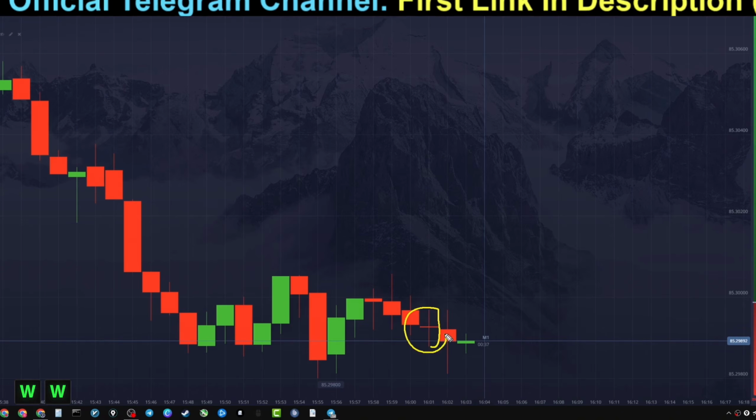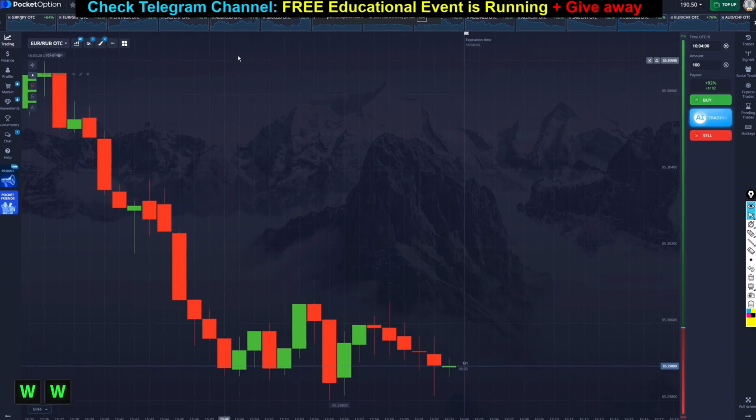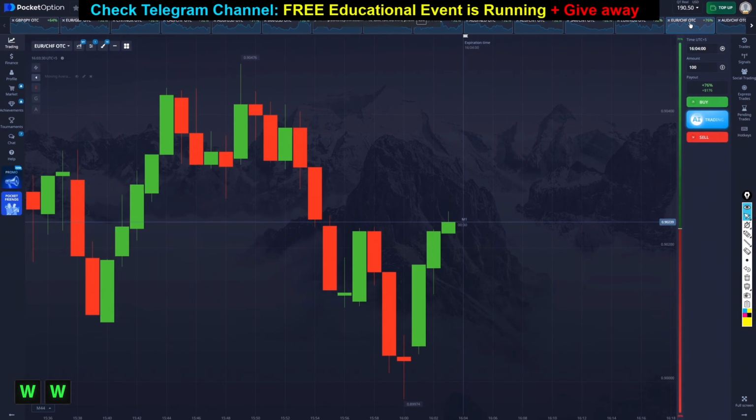All right, this doji right here, it's not broken yet. I'm going to wait here until we find the next trade.